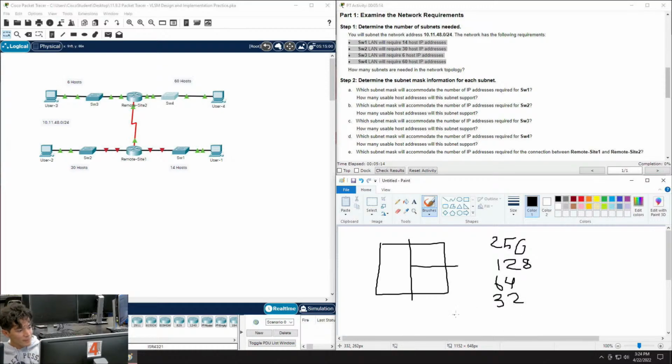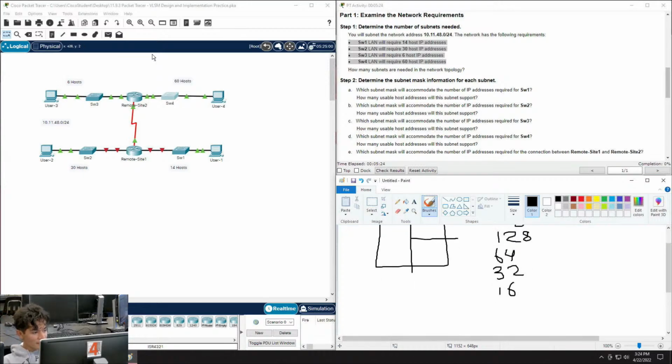Now, after that, we have 14. So 32 is a little too big. We could probably split it again, and we can. We'd have 16, which fits perfectly with 14. And then one more for the smallest subnet, which is 6. So we split that in half again, and we have 8.